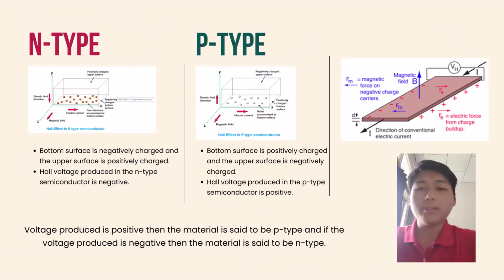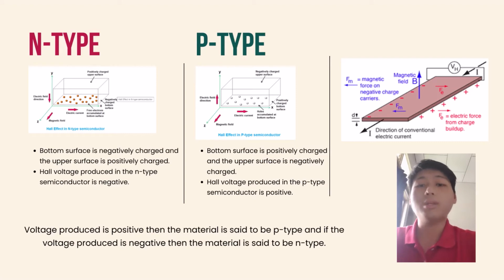Before going deep into using Fleming's right-hand rule, we must understand the characteristics of N-type and P-type semiconductors. In the first diagram, if a magnetic field is applied to an N-type semiconductor, both free electrons and holes are pushed down towards the bottom surface. Since the holes are negligible in N-type semiconductor, free electrons mostly accumulate on the bottom surface. This produces a negative charge on the bottom surface with an equal amount of positive charge on the upper surface.